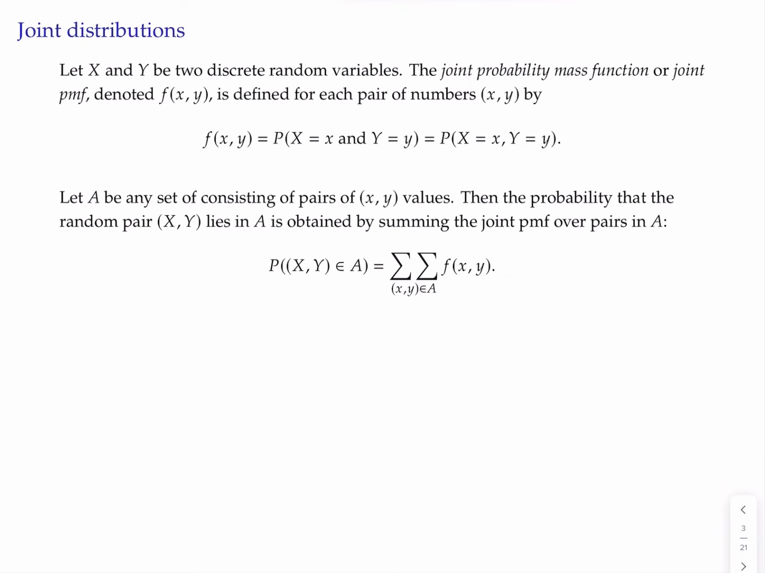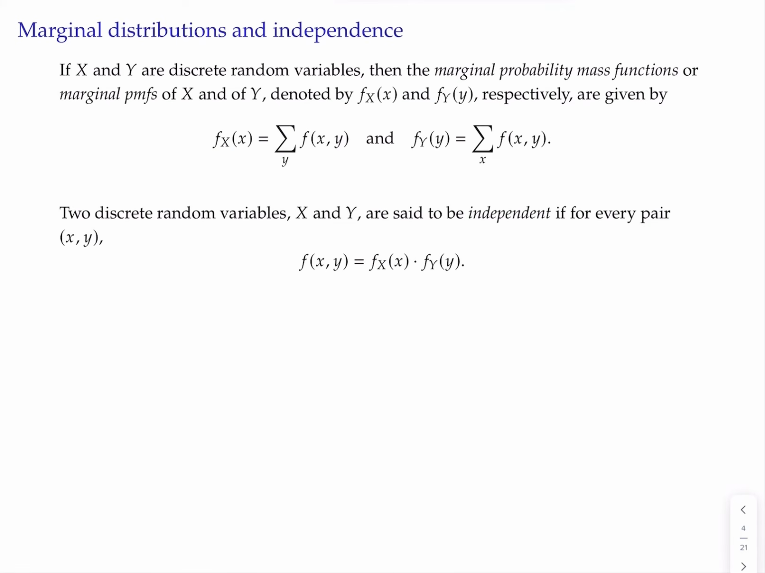And in general, if we want to find the probability that x and y are in any set A of pairs of x, y values, we just add up the joint PMF values for all of the x, y pairs that are in that set. That'll make more sense when you see an example in a moment.